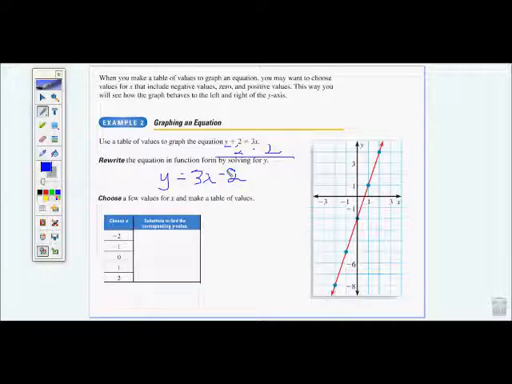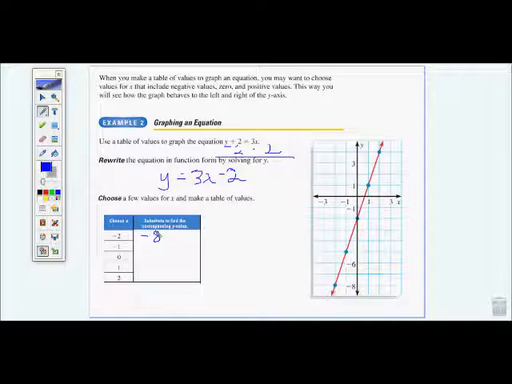Now I'm going to substitute those in. I'm going to do this mentally just to be able to fit into the area I have on the screen. So if I put negative 2 in, 3 times negative 2 is going to be negative 6, minus 2 is going to give me negative 8.